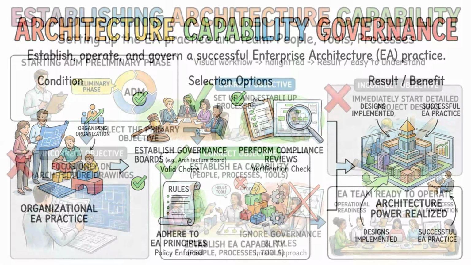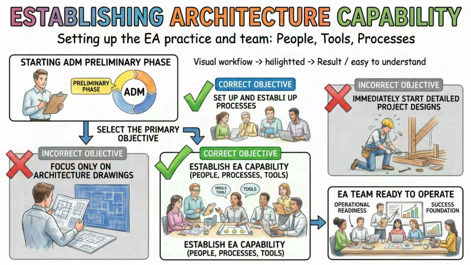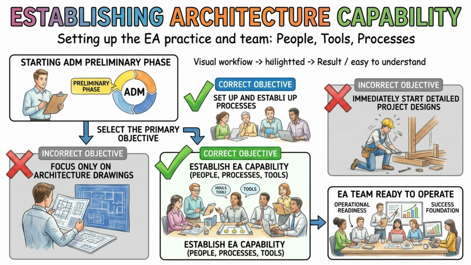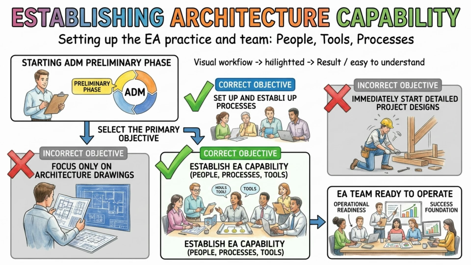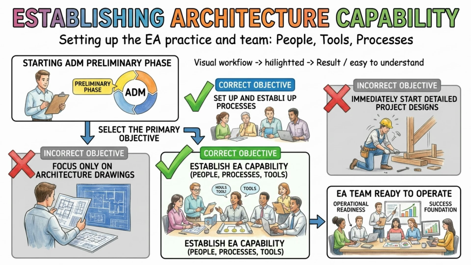To understand this section, you must first think of the enterprise architecture practice as a specialized business running inside the larger company. The architecture capability framework provides a set of guidelines for setting up this internal business, ensuring it has the right people, processes, and tools to succeed. Instead of just creating drawings, the capability framework focuses on operational readiness and team structure. On the exam, remember that establishing this capability is the primary objective of the preliminary phase before any actual architecture projects begin.